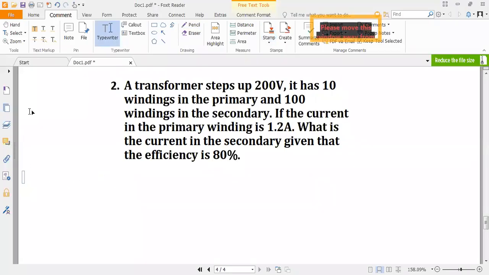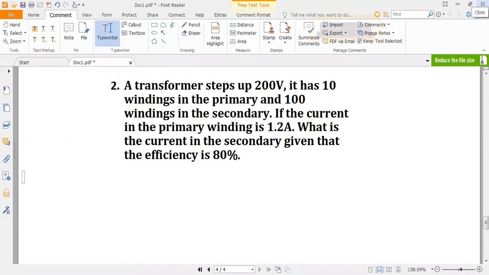Still in the transformer series, we have a question here. The transformer steps up 200 volts. It has 10 windings in the primary and 100 windings in the secondary. The current in the primary winding is 1.2 amperes. What is the current in the secondary, given that the efficiency is 80%?